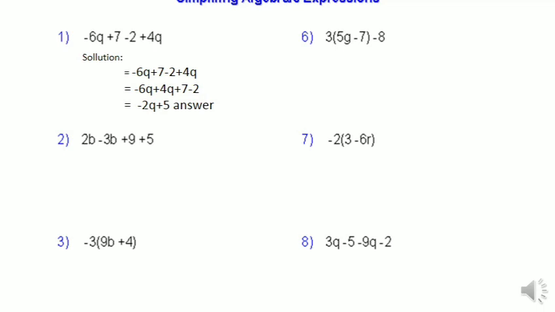So now question number 2 is the same as question number 1. Questions number 3, 8, 6 and 7 are the same, so you can solve these questions.